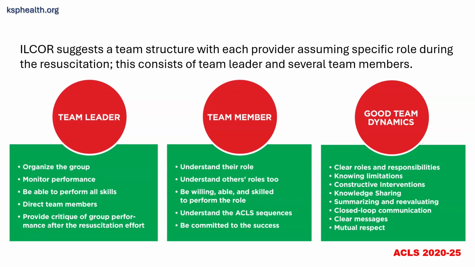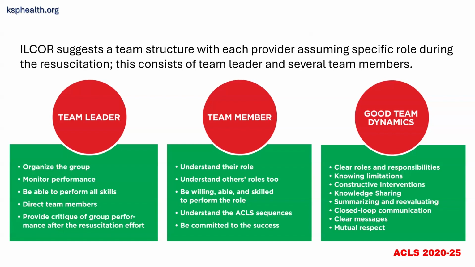But if one person doesn't do enough, if you're struggling, you need to be able to step in and do that one. Team members need to understand their role. For example, the team member who takes care of the airway should be well versed and focus on that one. Understand others' roles too. Be willing, able, and skilled to perform the role. That comes from practice, practice, practice. Understand the ACLS sequences. That means, again, listening, reading, and practicing helps. Be committed to success.